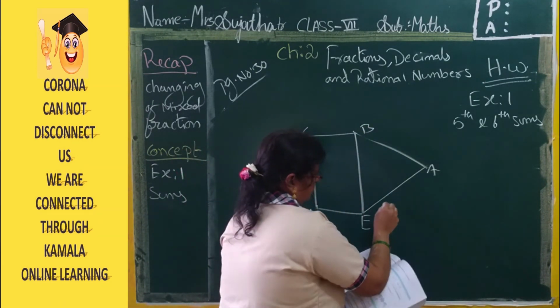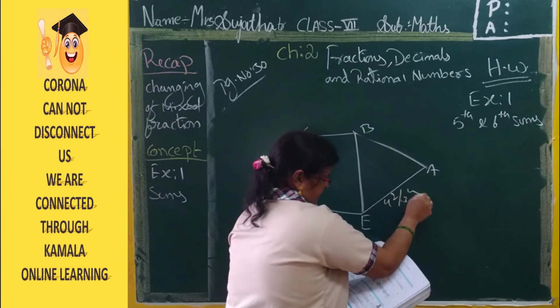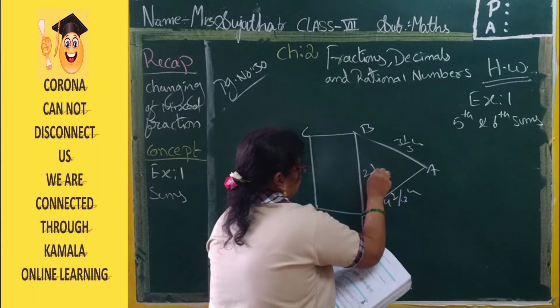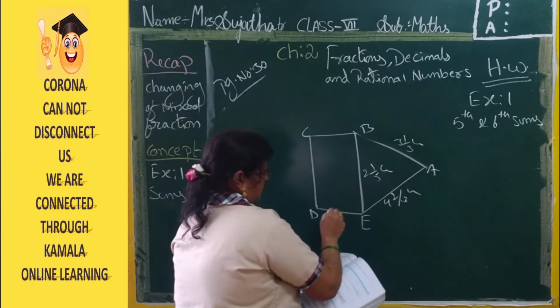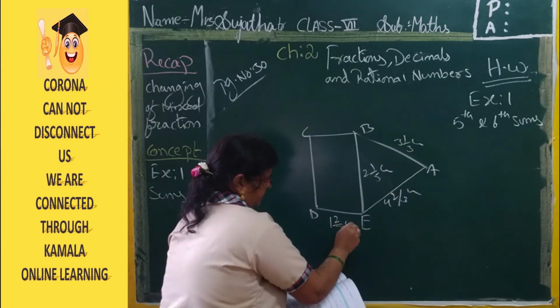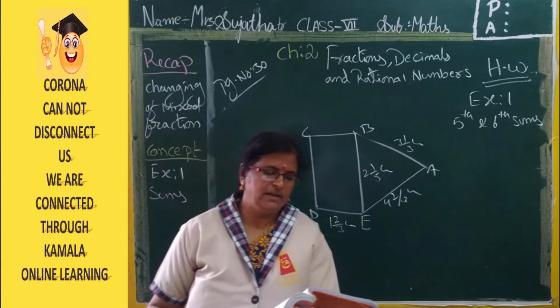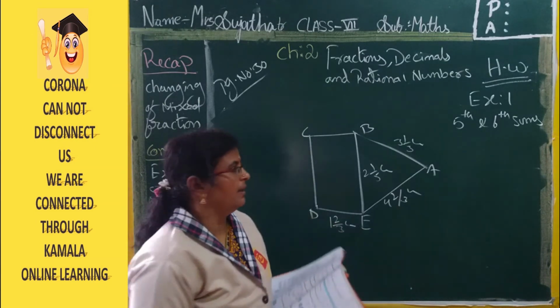Now this is 4 2 by 3 centimeter. This is 3 1 by 3 centimeter. This is 2 1 by 5 centimeter. This is 1 2 by 3 centimeter. Like this is given. Then what is asked? Find the perimeter of triangle ABE.